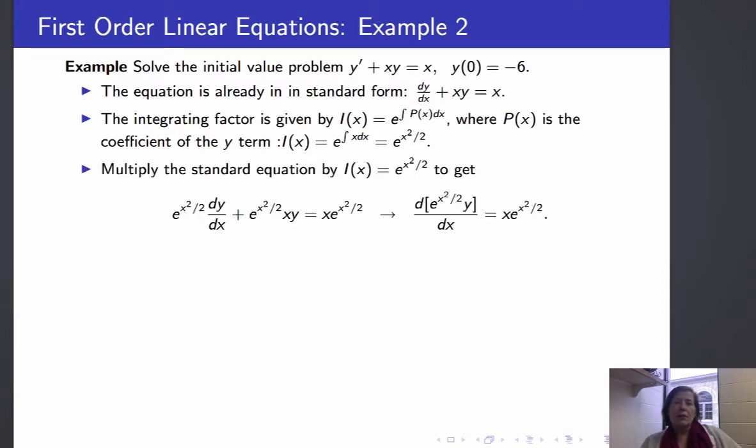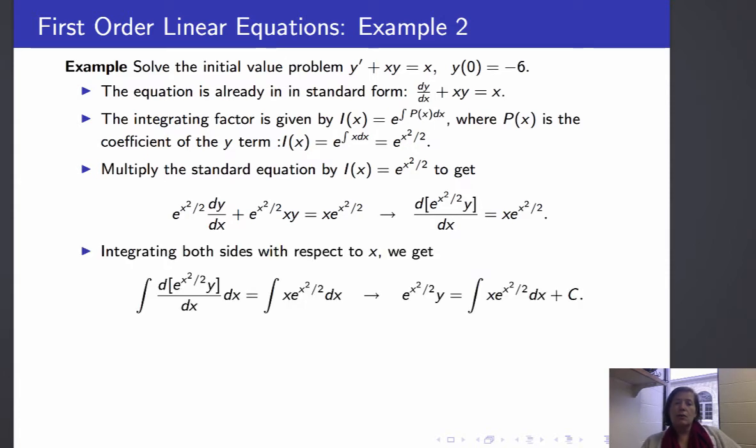So let's multiply the standard equation by the integrating factor, which is e to the x squared over 2. We get e to the x squared over 2 dy/dx plus e to the x squared over 2 times xy is equal to x times e to the x squared over 2 on the right-hand side. As always, the left-hand side compactifies. It becomes the derivative of the integrating factor times y. So it's the derivative of e to the x squared over 2 times y with respect to x, and the right-hand side is now x times e to the x squared over 2.